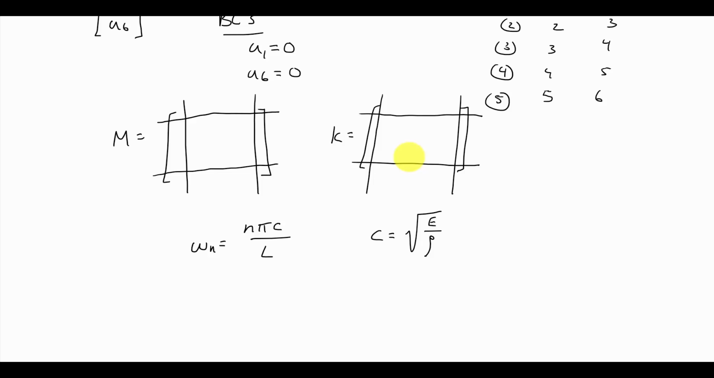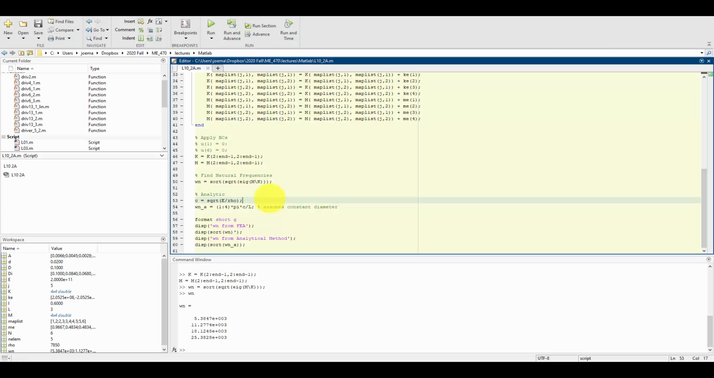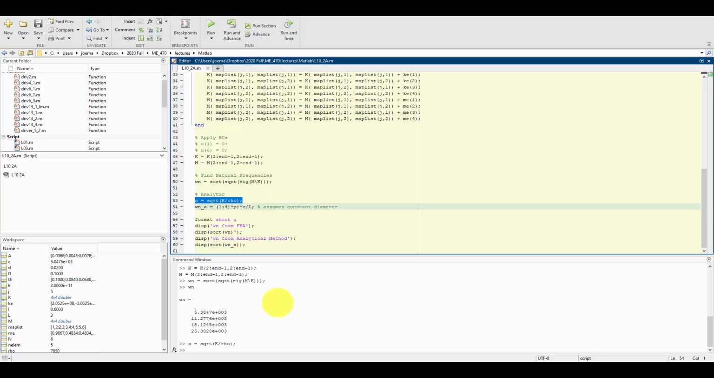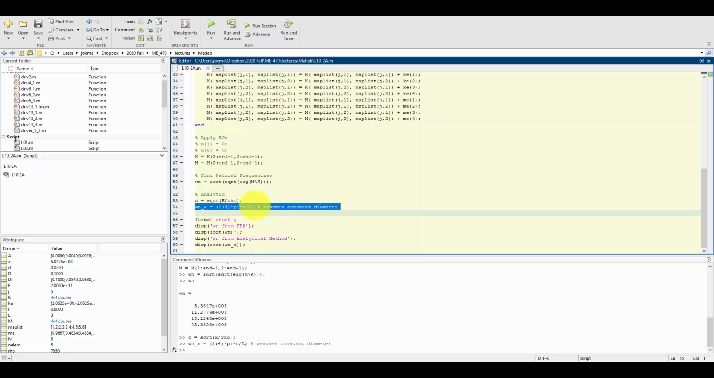So really we just need to calculate this once, and then we can get some kind of comparison to what we just got with the FEA. Going back into the code, I can do that calculation now from the analytic, assuming no taper. So I can calculate my c value, and now down here, this is where I'm doing my n pi c over L calculation to get the first four natural frequencies from the approximate analytic approach. And now I will put them all down. I'll just run this whole thing now so we can see the natural frequencies we get from FEA versus the approximation from the analytic method.